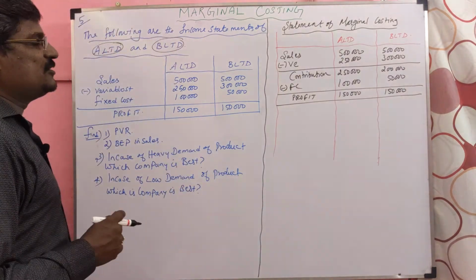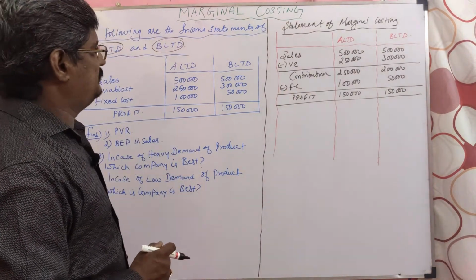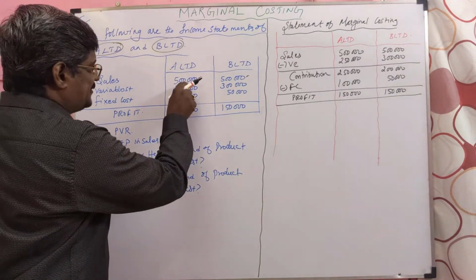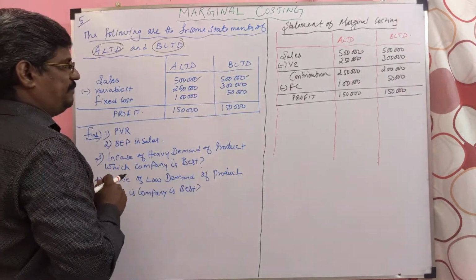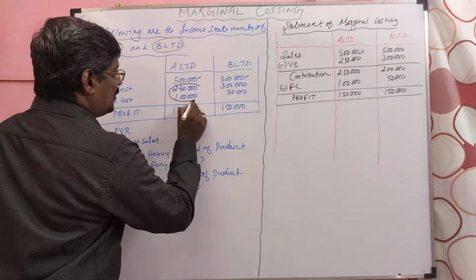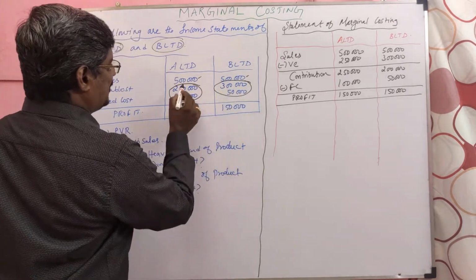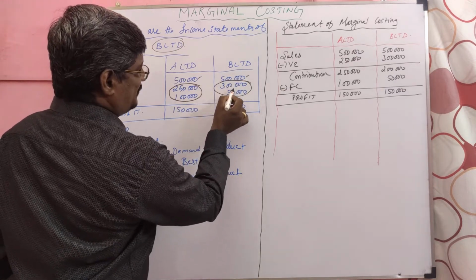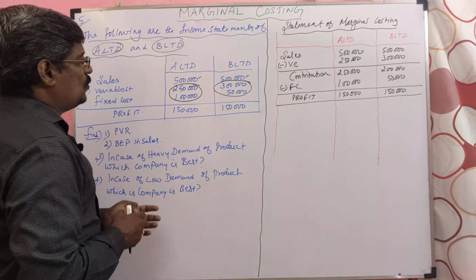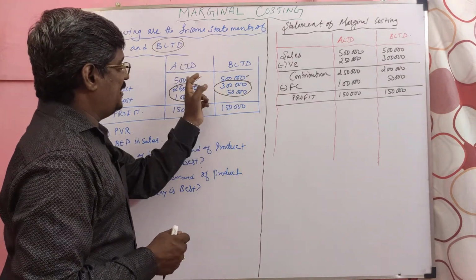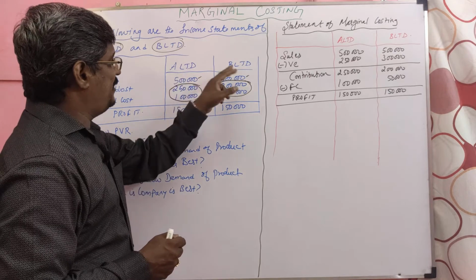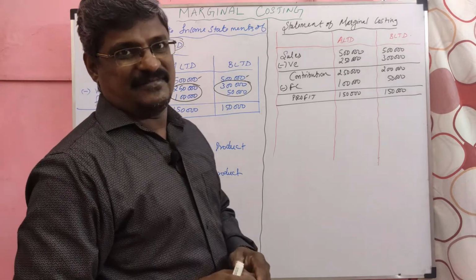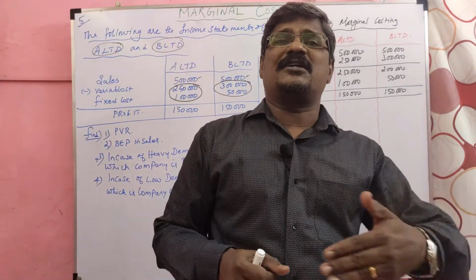Students, please look at the problem. In this problem, both companies' sales are 5 lakh. Both companies' total cost is also the same: for A Limited, variable cost and fixed cost total 3,50,000, and for B Limited, variable cost and fixed cost altogether 3,50,000. So sales are equal, total costs are equal, as well as profits are equal. Only the variable cost and fixed cost change.